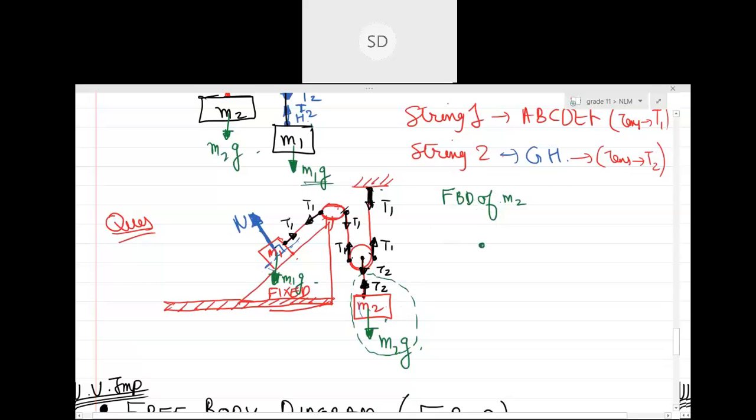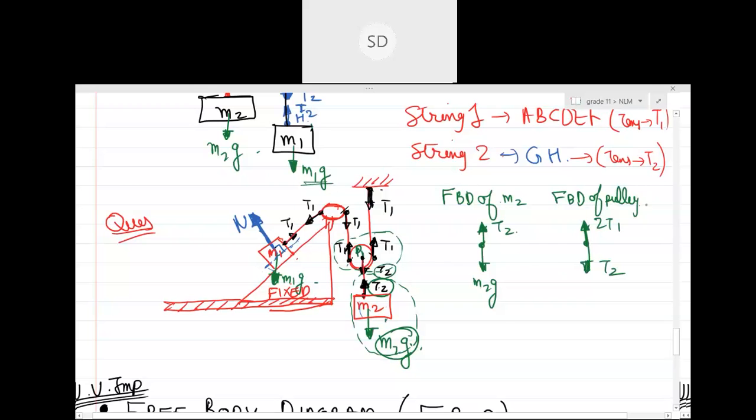So free body diagram of M2. Can you see M2G acting in the downward direction? Can you see a tension T2 acting in the upward direction? Can you draw the free body diagram for this pulley? So the FBD of that pulley, let me name it P1. On this pulley there are two T1 acting in the upward direction. Can you see I have clubbed this T1 and T1 together and just wrote 2 T1, and there is this T2 acting in the downward direction. This is the free body diagram of this pulley P1.